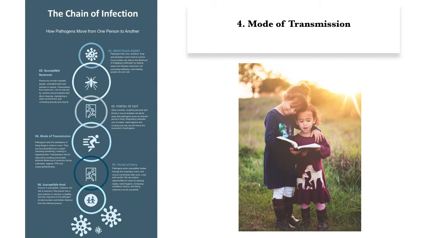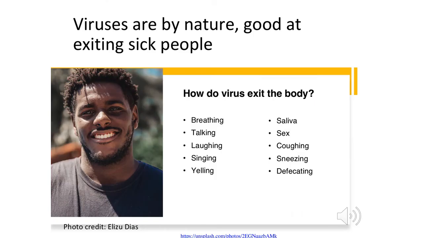So the next step in the chain of infection is the mode of transmission. Viruses are by nature really good at exiting sick people. So even though we talk about them as if they're clever, they're not. Viruses are non-living, and we really are talking about whether they can be activated or inactivated, but they can absolutely be spread by these things that you see here: by breathing and talking, laughing and singing and yelling, by saliva, through sex, through coughing, sneezing, and defecating. So viruses, again, are excellent at moving from one person to another and have many ways of doing so.